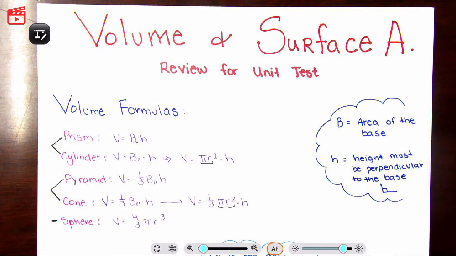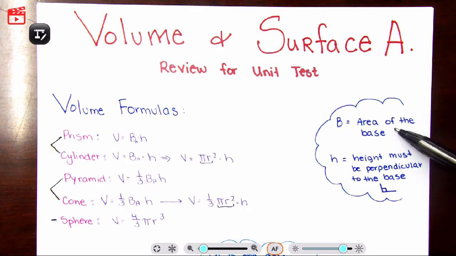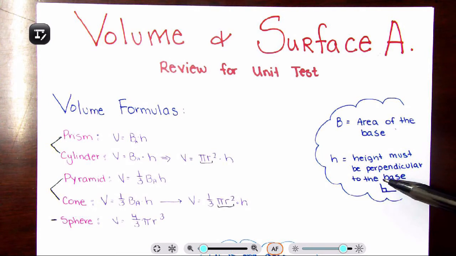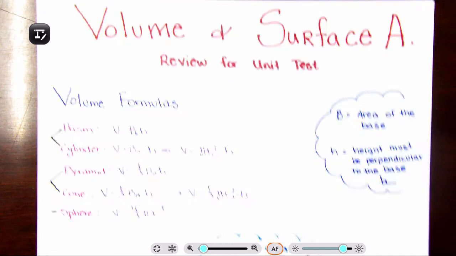Now, I need you to remember that capital B is the area of the base. H is the height of your 3D figure, may it be prism, cylinder, pyramid, cone, it's just your height. You need to remember that the height needs to be perpendicular to the base. If it does not meet at a right angle, then it is not your height and you need to find your height.